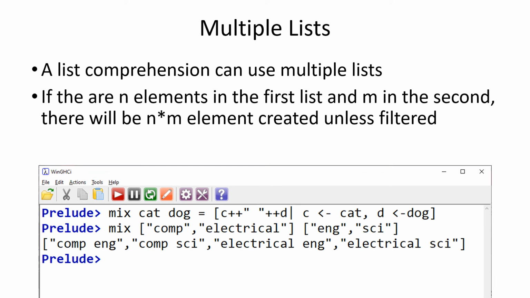Now, list comprehension can take multiple lists, as many as you need. Remember, of course, that if you have a list of n elements and a list of m elements, then using them both, you're going to get n times m elements, which can be pretty large very quickly unless you filter them out. In the example here, we have two lists, cat and dog, and for every element in cat and every element in dog, you get the element from cat concatenated with a space, concatenated with the element from dog. So I tried it here with computer and electrical, and engineering and science. It's going to mix these together. We get computer engineering, computer science, electrical engineering, electrical science. Notice that we have the comma here, which is not a separate predicate. These are two separate list inputs.